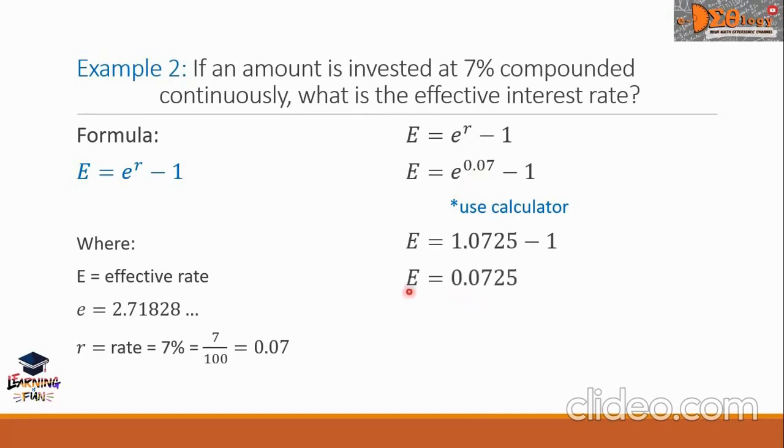0.0725. Let us convert this into percent. We will multiply by 100%, and the value will be 7.25%. This is our effective interest rate. Remember, we are using this special formula because the principal, which is unknown, is compounded continuously. And the 7.25% is our final answer.